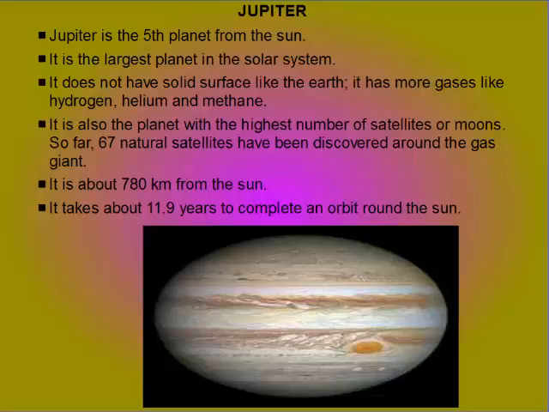Jupiter is the largest planet in the solar system. It does not have a solid surface like the Earth. It has more gases like hydrogen, helium, and methane. So when you were to live on Jupiter, there wouldn't be any surface for you. I don't know how you survive, but that would be it. It is also the planet with the highest number of satellites or moons. So far, 67 natural satellites have been discovered around the gas giant. So as we said, the Earth has only one moon, Mars has two, but Jupiter has 67.